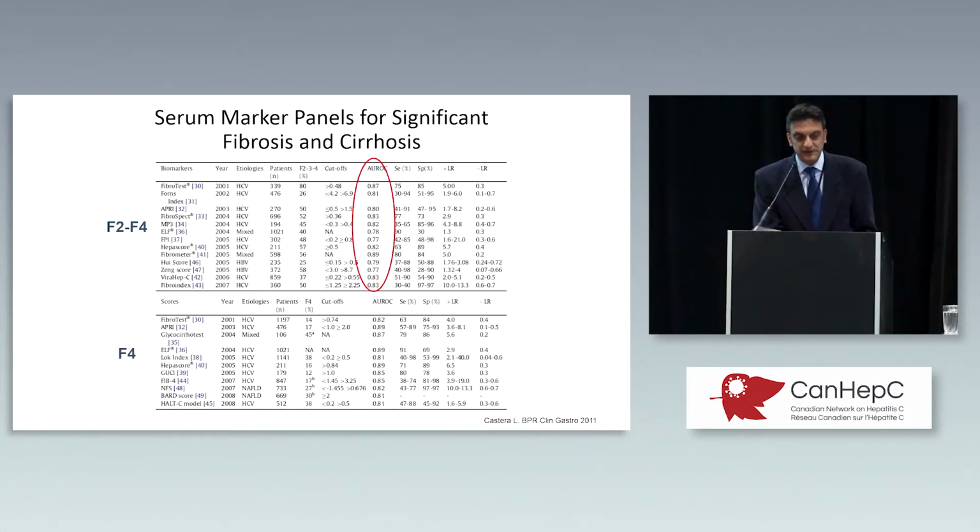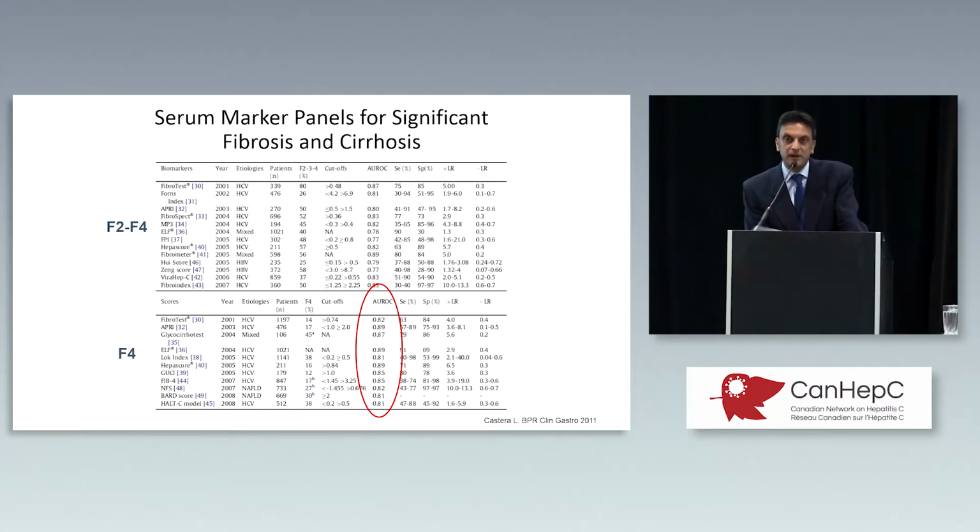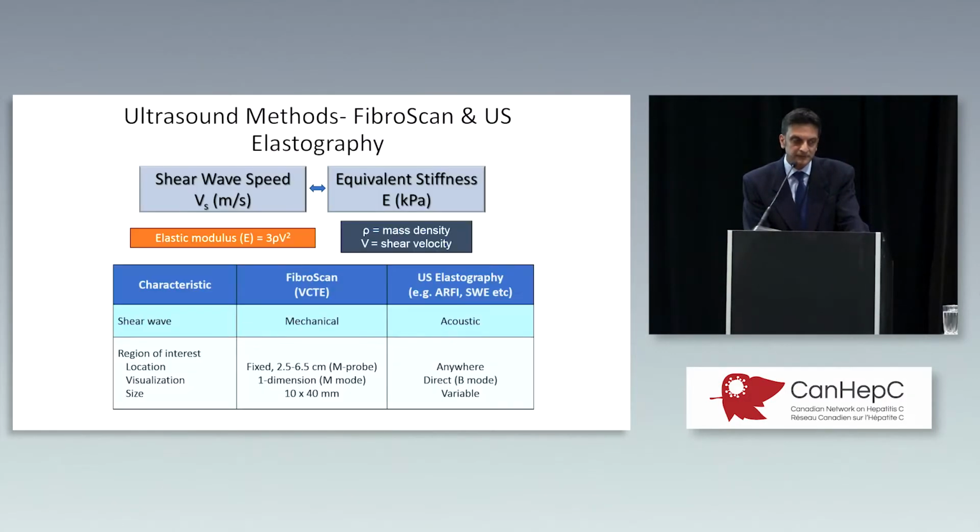So this is not so much to go through each test, but basically all the tests agree, and there's no one test that's better than the other for diagnosis of F2 to F4 or F4. Again, the simple and complex markers seem to perform a little bit better for more advanced stages of disease. So if you're looking for F4, there's a little bit more reliability in these tests in that regard. We do have ultrasound methods. Many of you know about FibroScan, and some of you have other ultrasound elastography methods, such as shear wave, available at your centers.